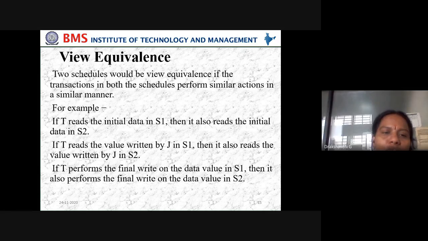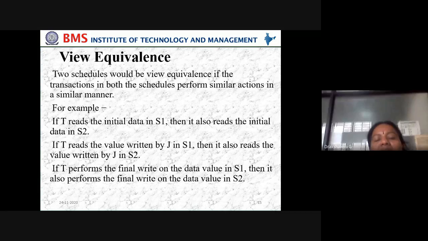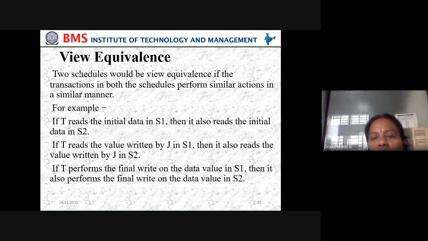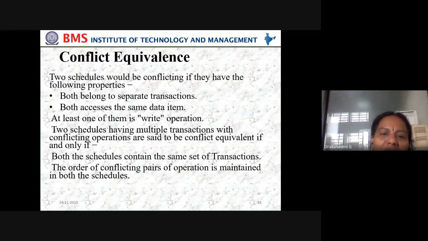View equivalence: two schedules are view equivalent if the transactions in both the schedules perform similar actions in a similar manner. For example, if T1 reads the initial data in S1, then it also reads the initial data in S2. If T1 reads the value written by J in S1, then it also reads the value written by J in S2. That is view equivalence. Then conflict equivalence: two operations are conflicting if they have the following properties. Both belong to separate transactions, both access the same data item. So that is what conflict equivalence is.